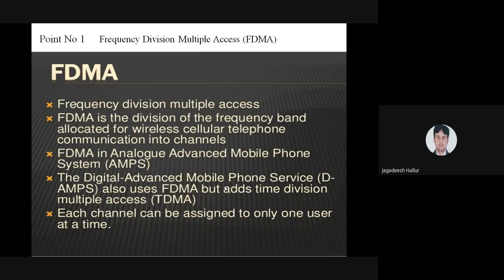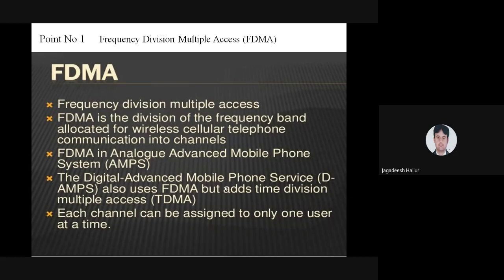Means what? If the channel is present, the user can access the network. If the channel is not available, he can't access the network. So that is the problem that comes in frequency division multiple access.